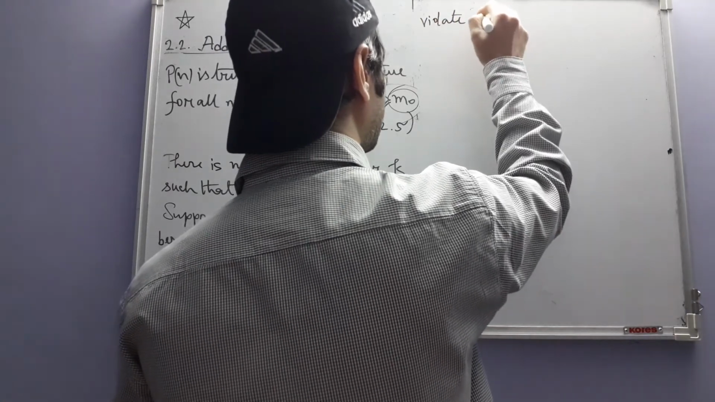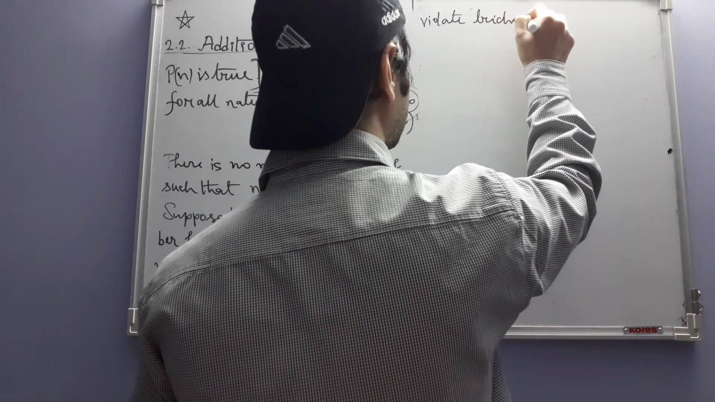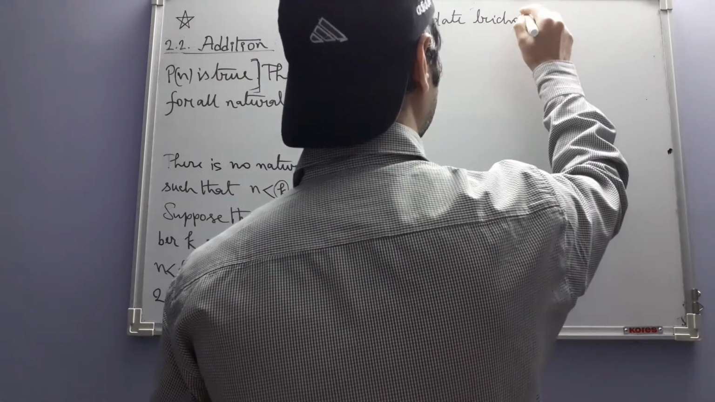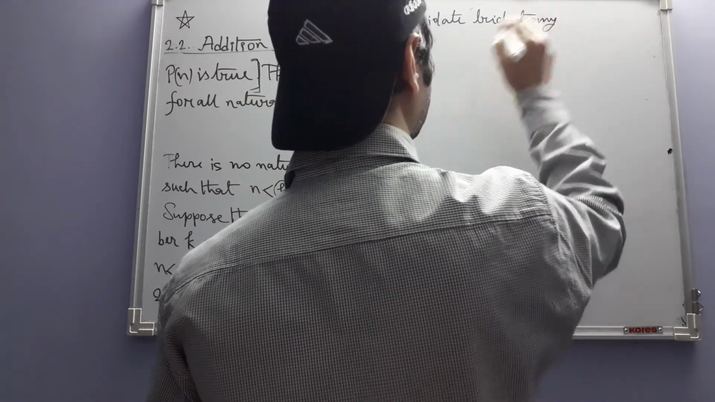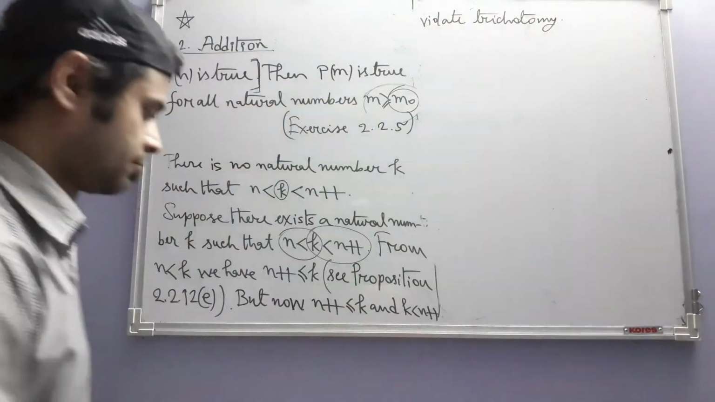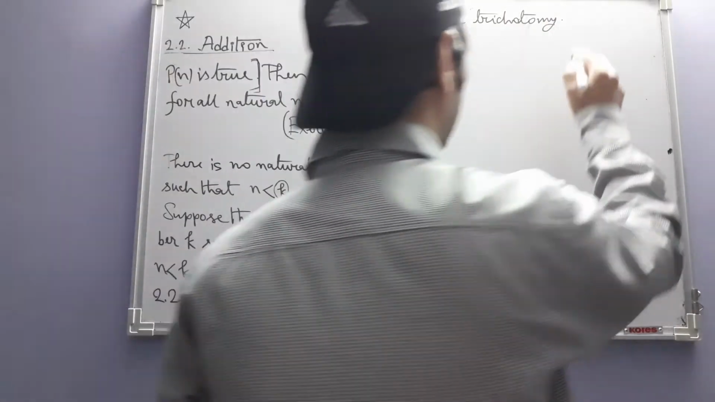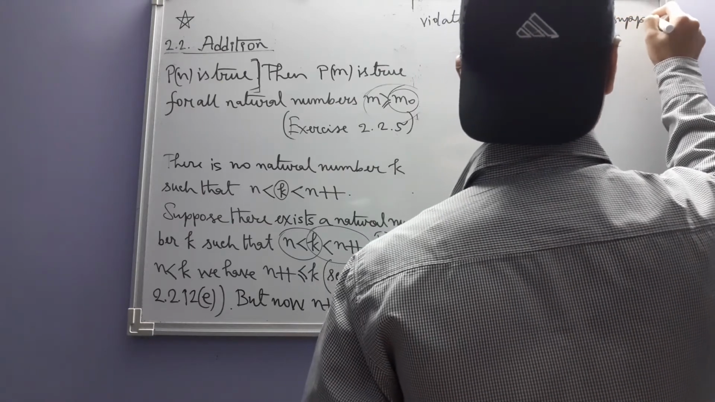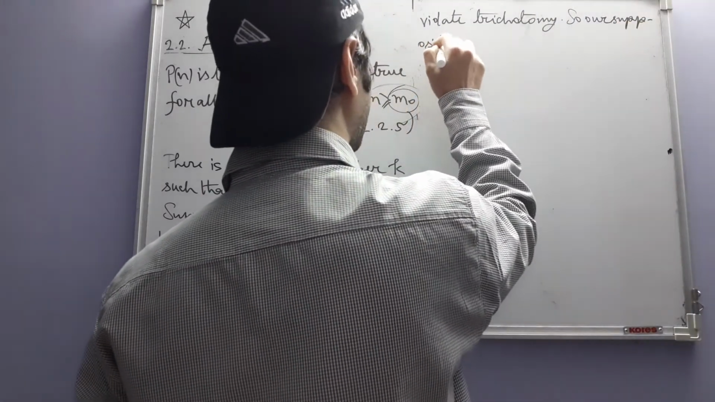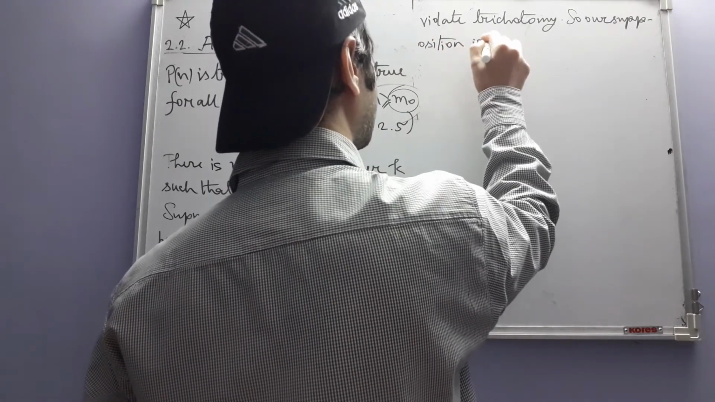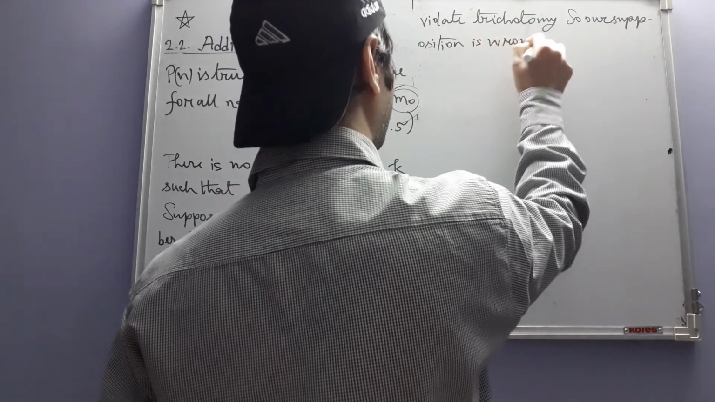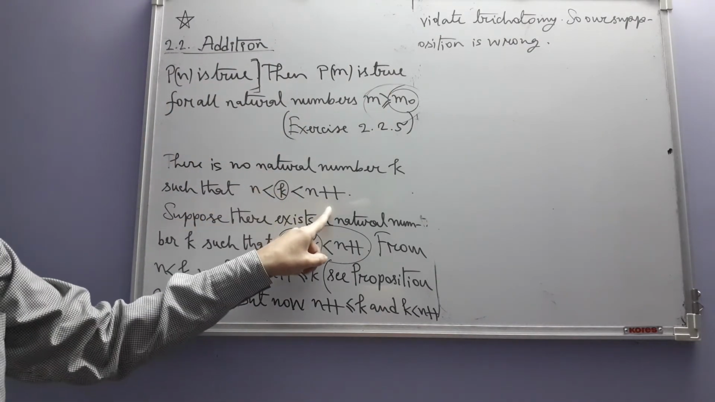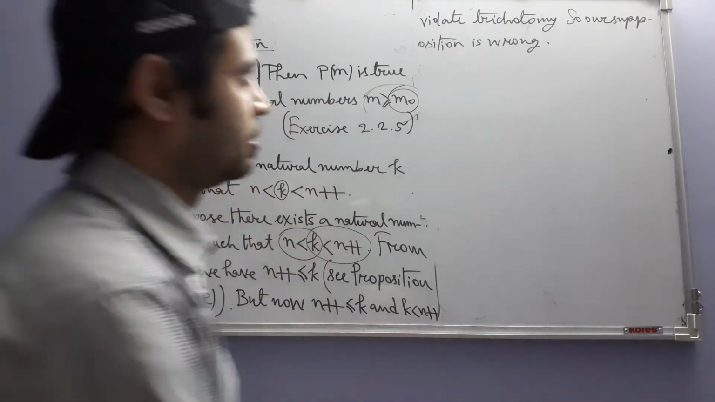Violate trichotomy. Okay, so our supposition is wrong. What was our supposition? That there exists a natural number k between n and n plus plus. So there is no such natural number k.